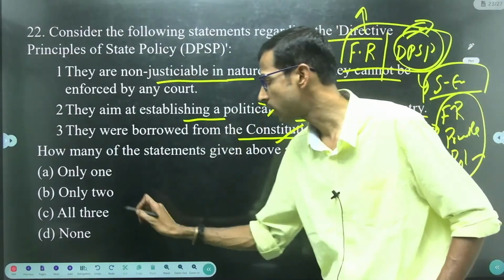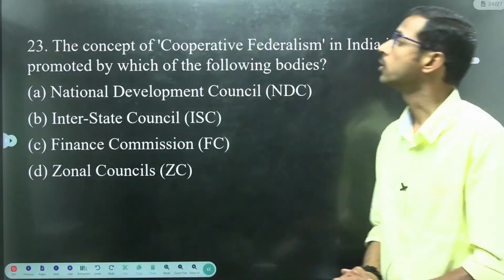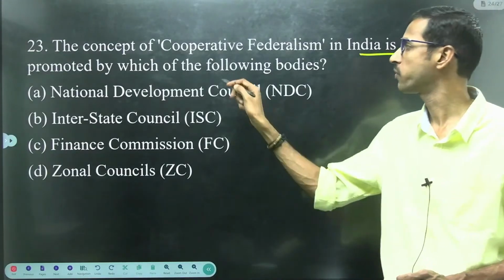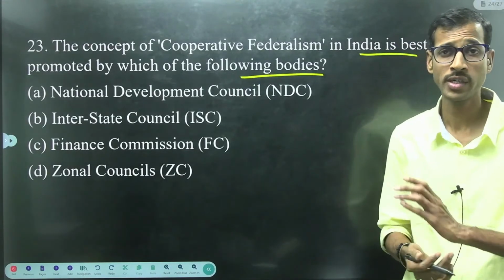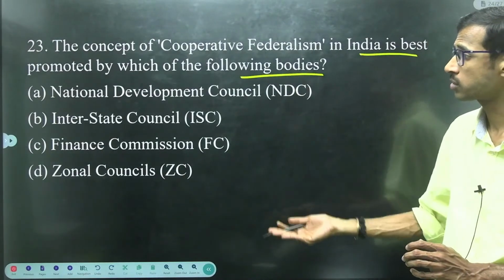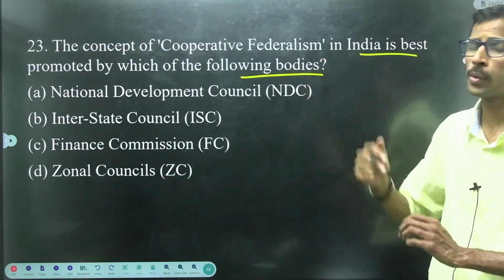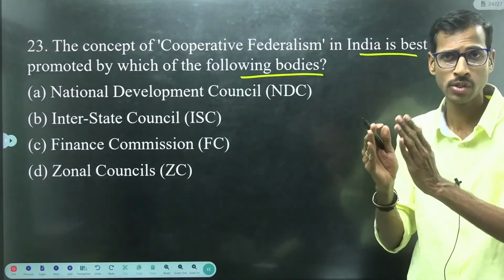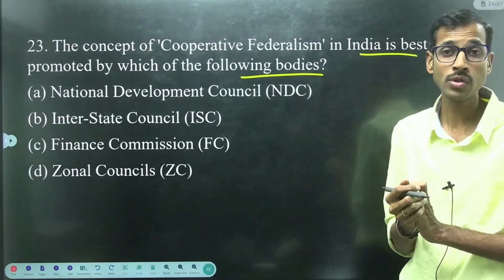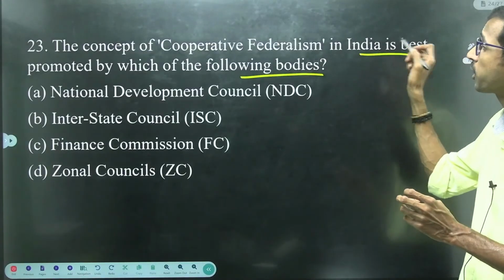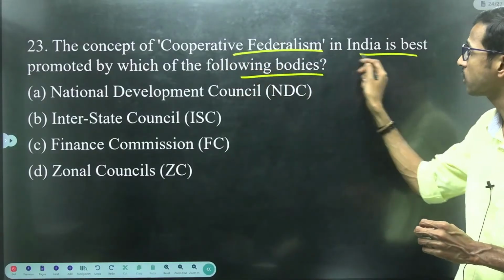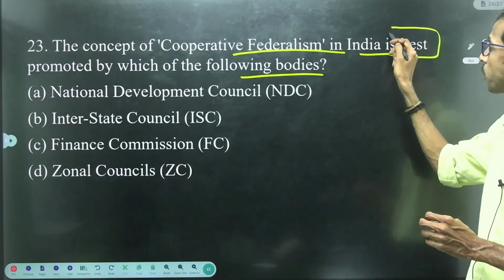So 1, 3 means only 2 are correct. The concept of cooperative federalism in India is best promoted by which of the following bodies? This is a very interesting question. If you see the options, all are promoting cooperative federalism. From the UPSC perspective, we have to carefully focus on each and every keyword mentioned in the question, right? So in India, the concept of cooperative federalism is best promoted.